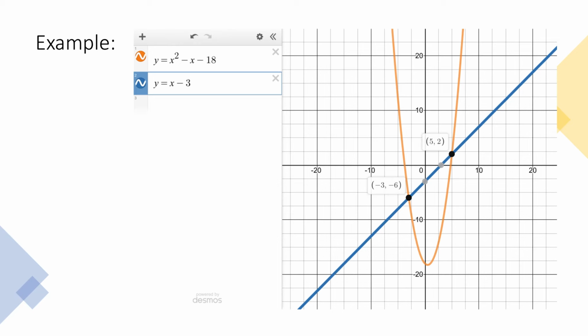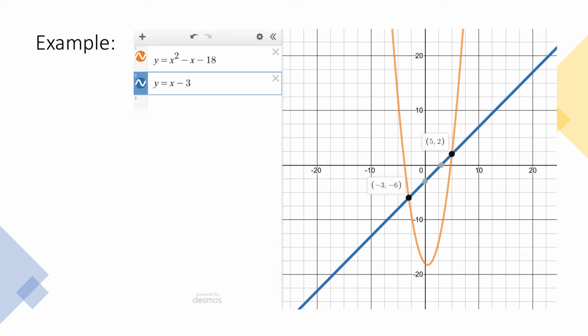So if we take a look at our first example, we have this quadratic, which is in the orange. Y is equal to x squared minus x, subtract 18. And we have the straight line equation, y is equal to x, subtract 3. So here in Desmos, we can see the two solutions, this one here and this one here. So one of the solutions is negative 3 and negative 6, and the other solution is at 5 and 2. So this one has two solutions.